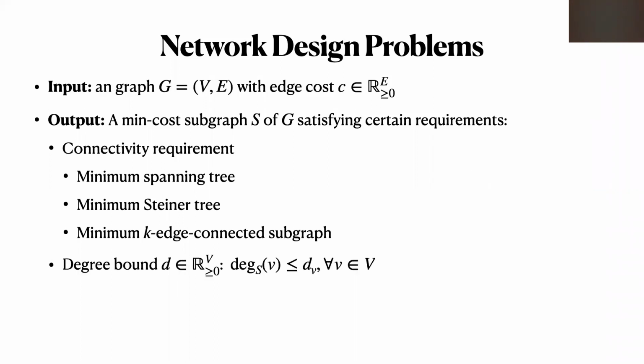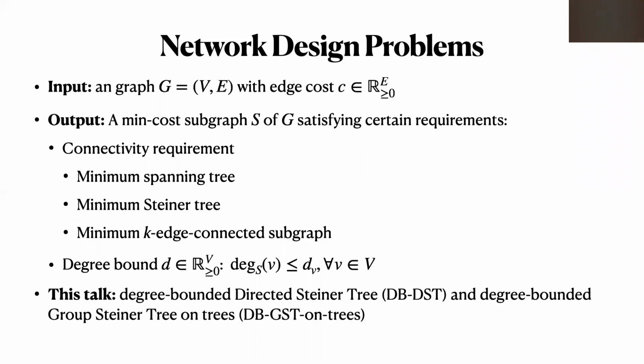Another type of requirement we will study in this talk is the degree bound, where we have a bound D on the degree for each vertex, and we require the subgraph S be simple enough such that each vertex has degree bounded by D. In this talk, we will focus on the degree bounded directed Steiner tree problem. And we will also briefly talk about a result on another closely related problem called degree bounded group Steiner tree on trees problem.